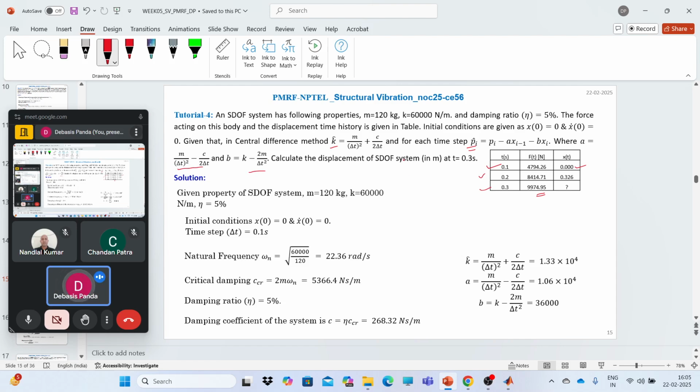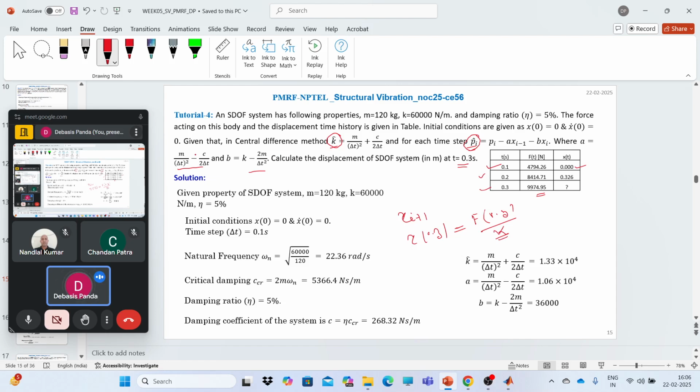Now what we need to calculate? We need to calculate the displacement at t equals 0.3 second. So how can we calculate it? We need to calculate first that force, p i at t equals 0.3 second, and then only we can calculate the k at 0.3 seconds. And once we have that, then the response at i plus 1, that means x at 0.3 second, will be nothing but k inverse into f effective. That means f at time point 0.3 divided by k. We just need to do that.